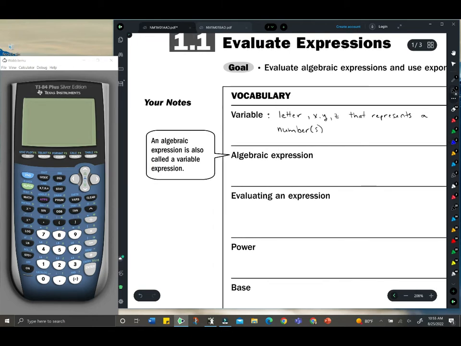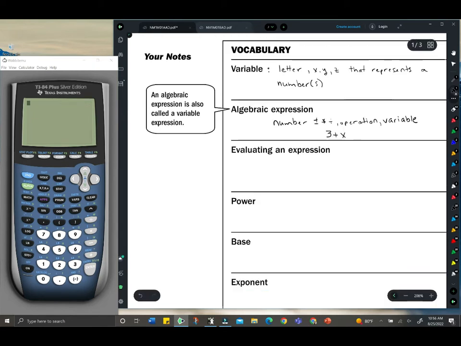An algebraic expression, also known as a variable expression, is just a combination of a number with a variable. So a number, and it can be plus, minus, multiplication, division, exponents. A number, an operation, and a variable, or a series of them. For example, something like 3 plus x would be an algebraic expression.